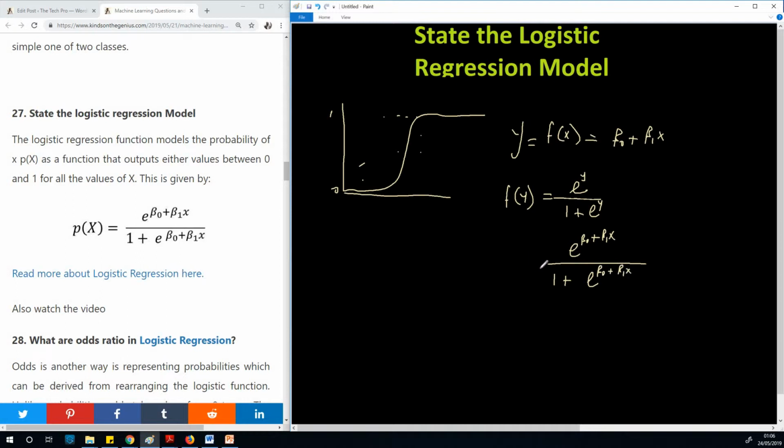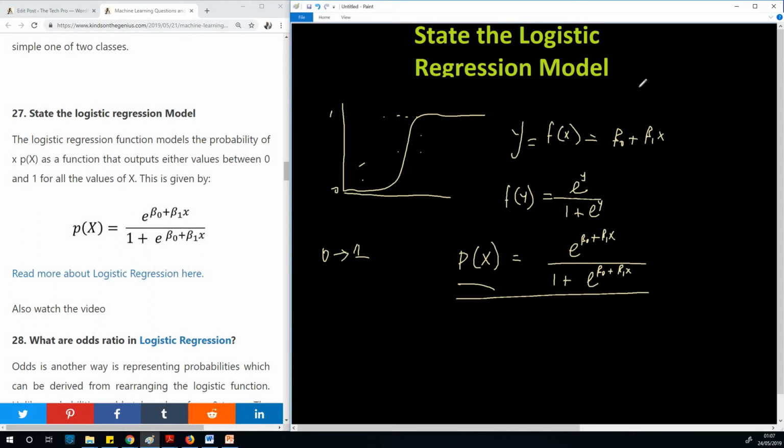Now there is a catch. Instead of using the values of x, we are now calculating the probability of x. So we have the probability of x equals this, and remember the probability ranges from 0 to 1. So instead of using the actual value of x, we are now using the values of the probability of x. This is how to state the logistic regression model: the probability of x, that is p of x, as a function of the outputs, with values between 0 and 1 for all the values of x. So for all the values of x, you can have values between 0 and 1.